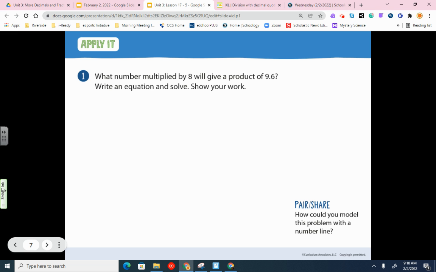And this asks us, what number multiplied by 8 will give you a product of 9.6? Well, let's write that out. We need to figure out what number is multiplied by 8 to give us 9 and 6/10. So like I've said before, multiplication is basically a cousin to division, and we can flip the numbers around to make them work. So if we need to find this mystery number, we can simply do this.